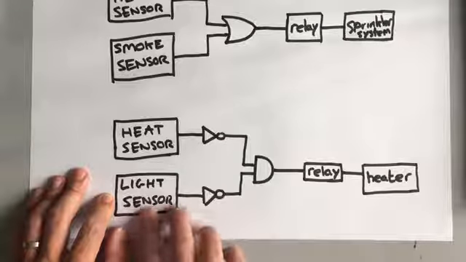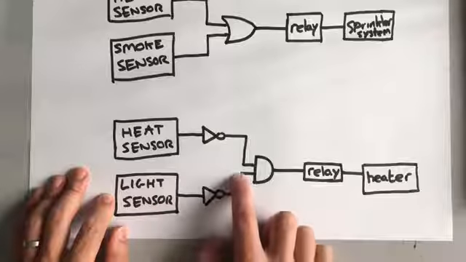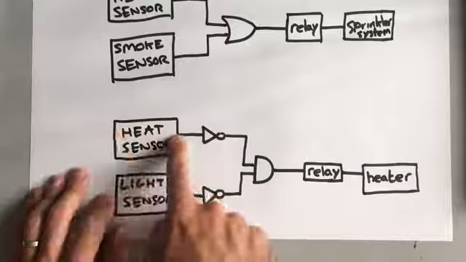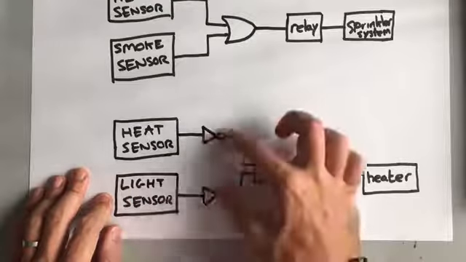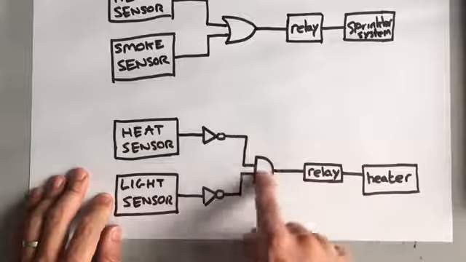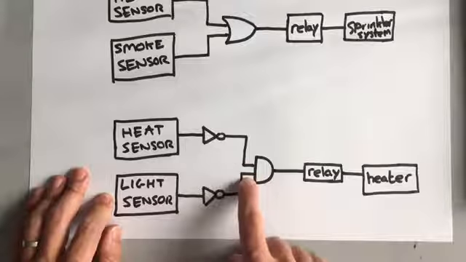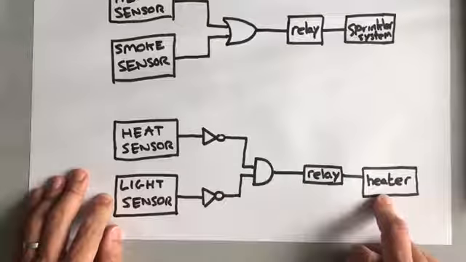Same with the light sensor. When it's bright light, this signal is a 1, and this signal coming out here is a 0. But when it cools down, then this becomes a 0, and when it gets dark, this becomes a 0. Both of these become 1s, and they go through to this AND gate, which is looking for this and this being 1s. That switches a relay. The relay turns on the heater.